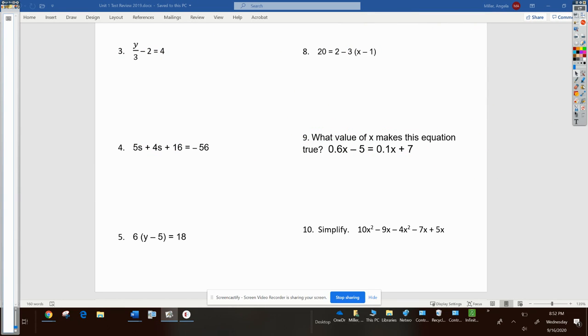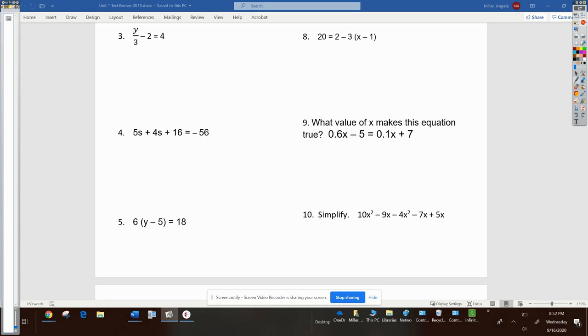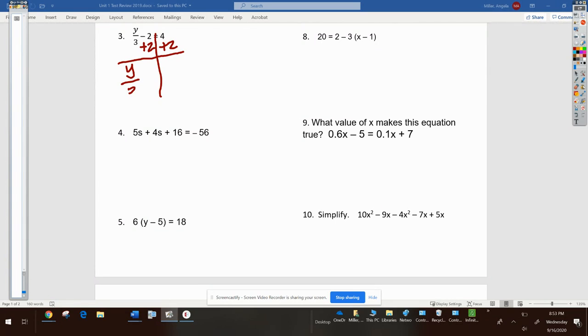All right, let's look at number 3. Oh, sorry about that. We need to try to get our y by itself. So we're going to add 2 to both sides. Y divided by 3, this goes away, becomes 6. So what is the opposite or the inverse of y divided by 3? Well, I'm going to multiply both sides by 3. And by multiplying both sides by 3, that will cancel this 3 out. I get y equals 18.